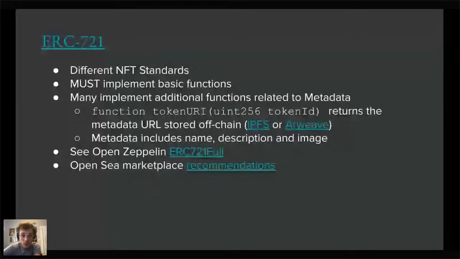But to be ERC 721 compliant, it must implement those basic functions around approvals and transfers, and also looking up token information. And I mentioned that many implement additional functions related to metadata. Specifically, this function is called tokenURI, and it takes a token ID, a token number, and returns the metadata URL stored off-chain. Those are usually stored on IPFS or Arweave, which are decentralized storage products.